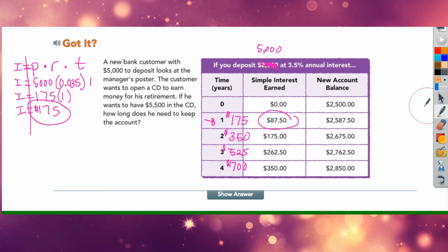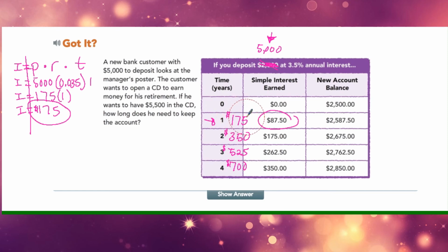So now we need to answer this question. It says, if he wants to have $5,500 in the CD, how long does he need to keep the account? So here, we know he started with $5,000, but we want to have $5,500. So at year 1, the balance will be $5,175. At year 2, it will be $5,350. That's not enough. Year 3, it will be $5,525. So that's at least $5,500. So it's going to take 3 years to reach that goal.